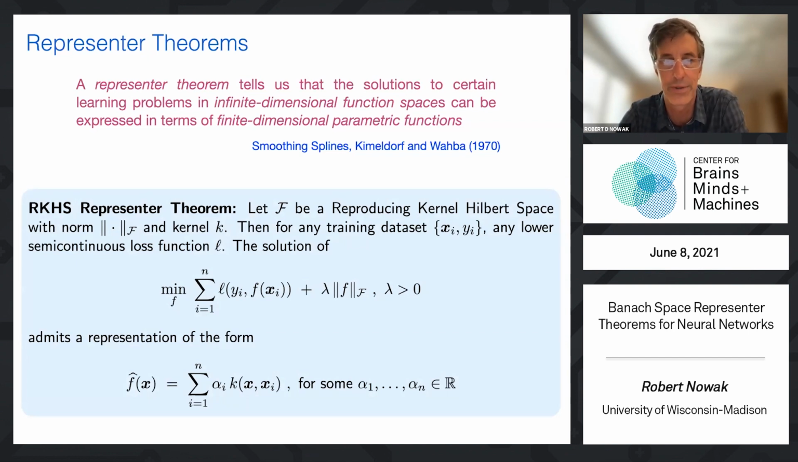It says if F is a reproducing kernel Hilbert space with a kernel K, then for any training data set and any lower semi-continuous loss function, you can just think of that as squared error if you want, the solution of minimize over all functions, the sum of your data fitting losses, that's the first term, plus a regularizer, lambda times the reproducing kernel Hilbert space norm of the function F. If you solve that optimization, the solution has a representation of the form of a weighted combination of the kernel functions, where again, the alphas are these parameters. And so this is what we saw when we looked at the smoothing spline to begin with. That was in a very special reproducing kernel Hilbert space, this Sobolev space that we were considering, but this holds generally for any RKHS and any kernel function.